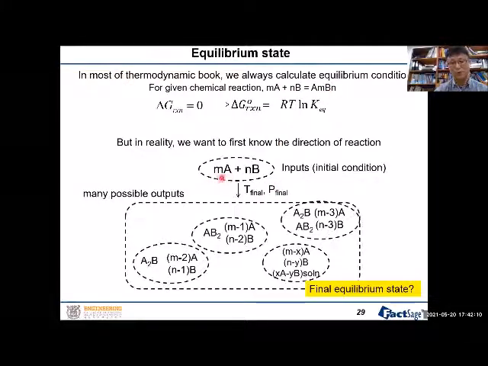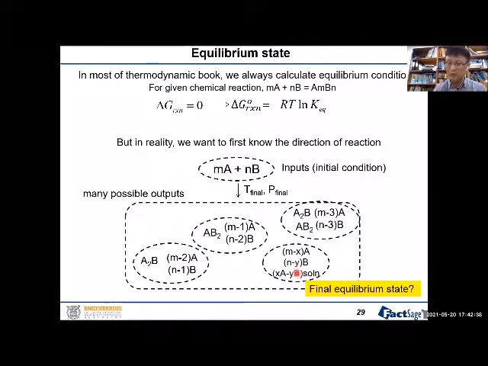So for example, when you have m moles of A and n moles of B as input at the given temperature and given pressure, there are so many possible phase combinations. So you cannot write out the actual chemical reactions. You have one chemical reaction, one chemical reaction, one chemical reaction like this. And if you have a 5-component system, there are thousands of different possible chemical reactions you have to consider. We cannot solve this one by one by ourselves.